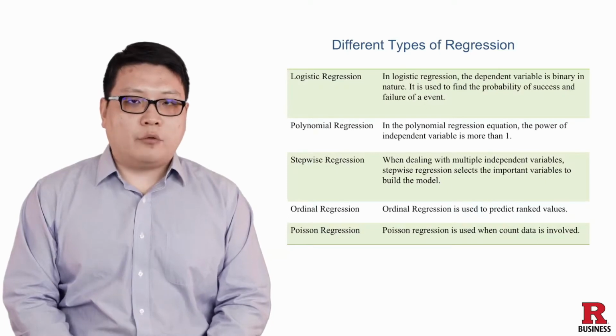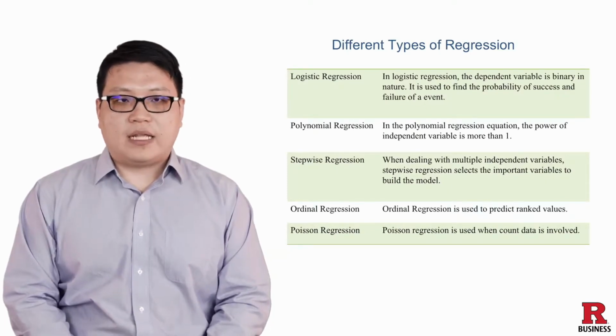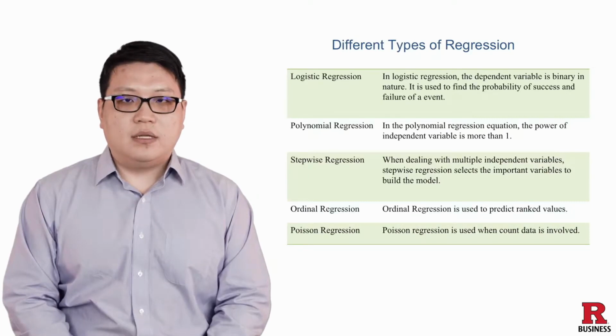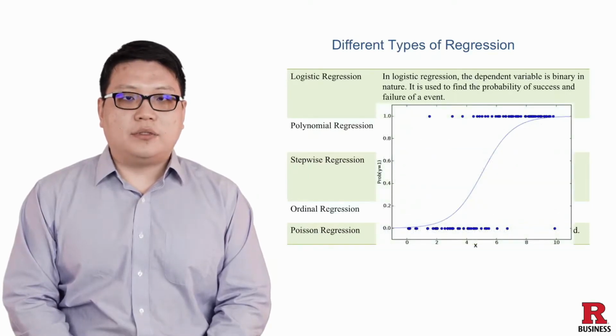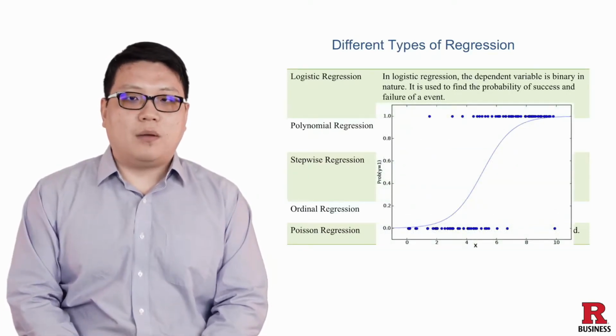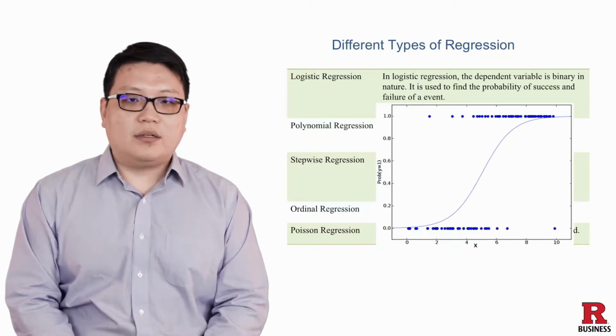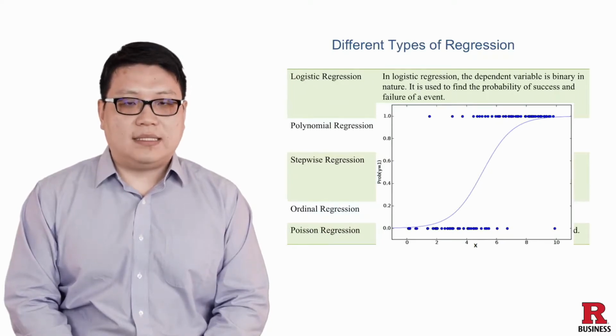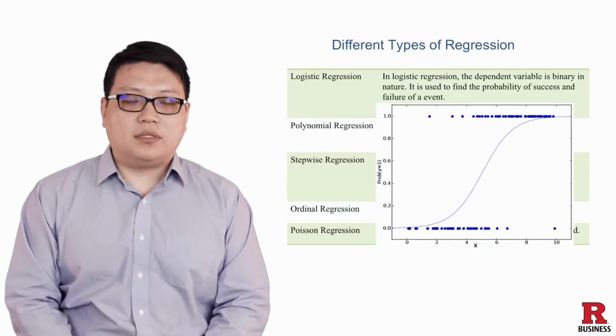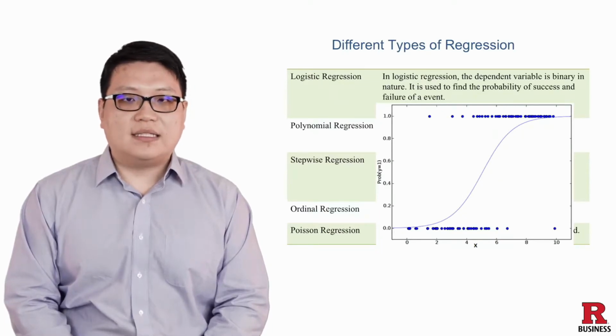So there are also other types of regression where we can use. For example, logistic regression. So the logistic regression is used to find the probability of success and failure of an event. So the y here can be a 0 or 1. 0 means the event failed, 1 means the event succeed. So using logistic regression, we can use input to estimate whether this y will be a success, the event will be a success or not.